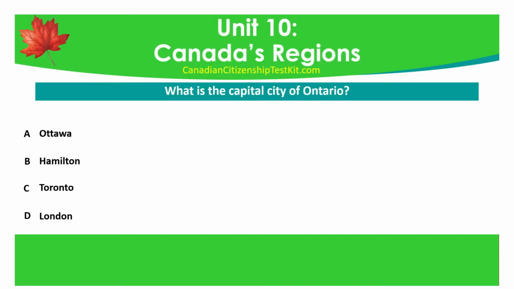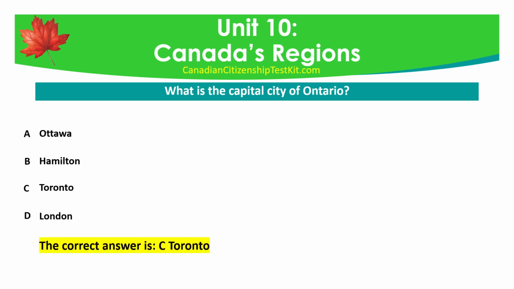What is the capital city of Ontario? A. Ottawa. B. Hamilton. C. Toronto. D. London. The correct answer is C. Toronto.